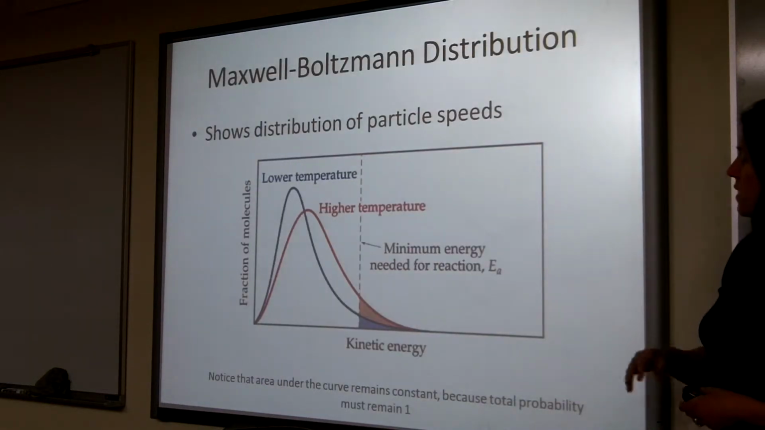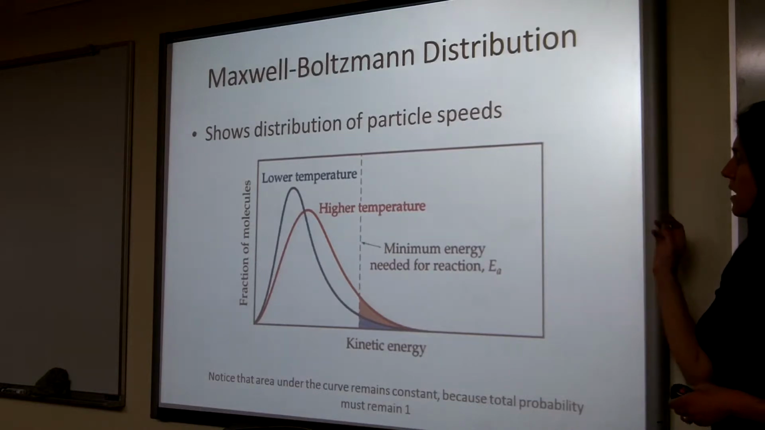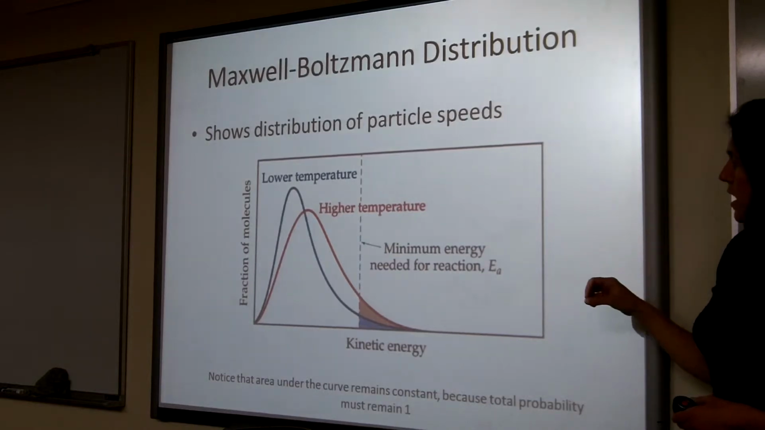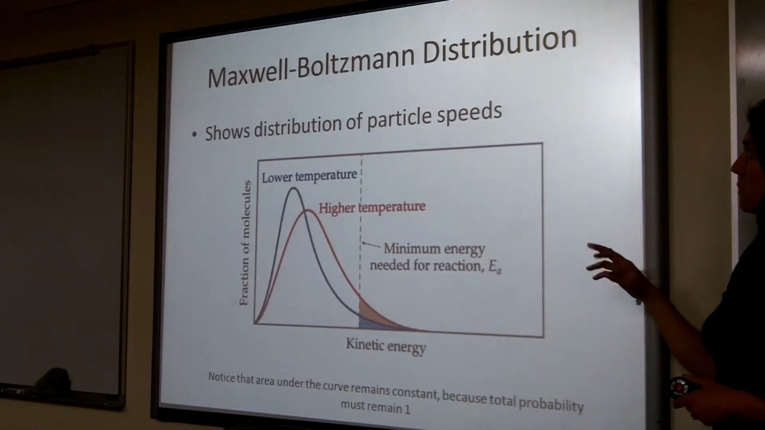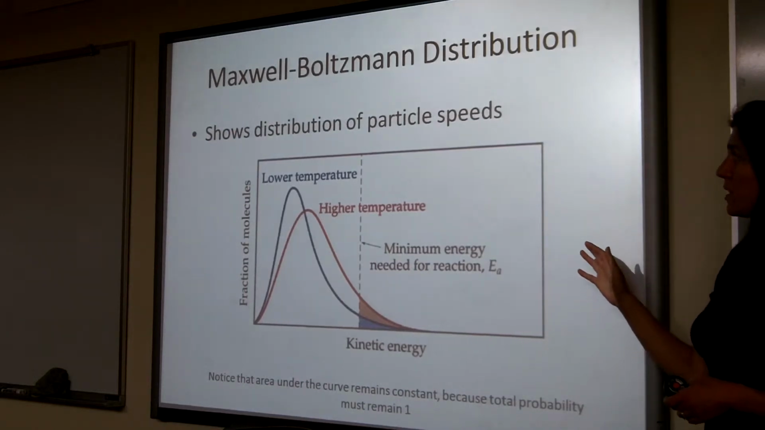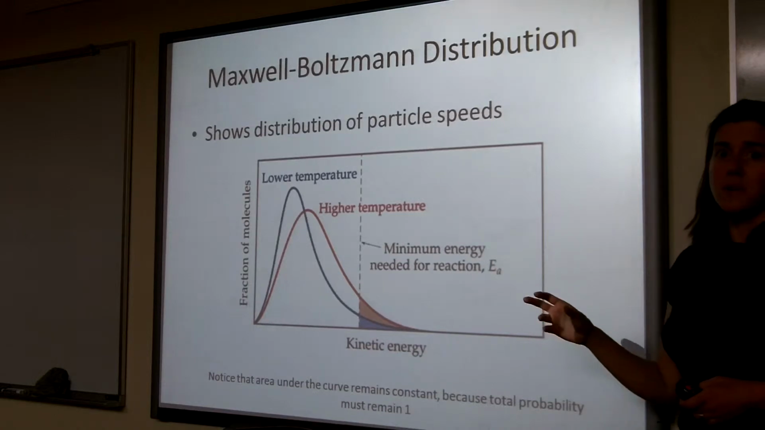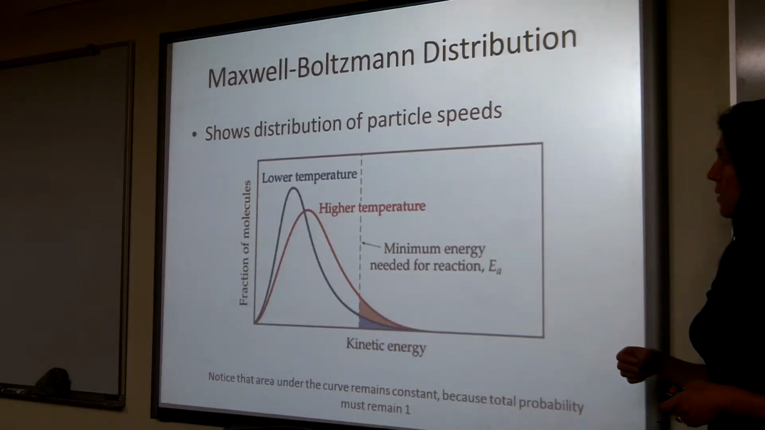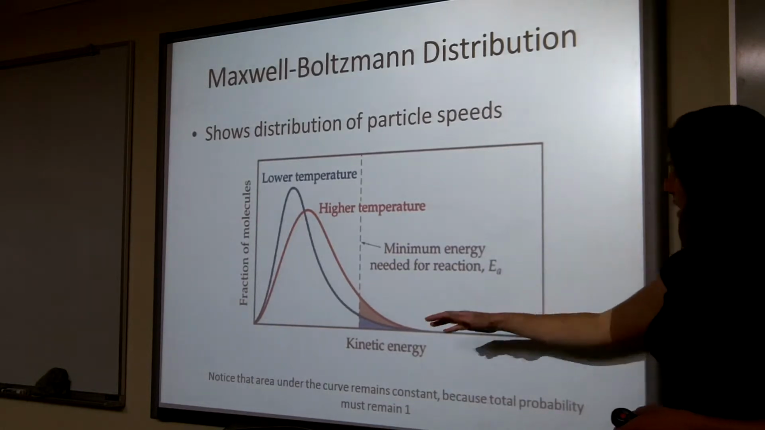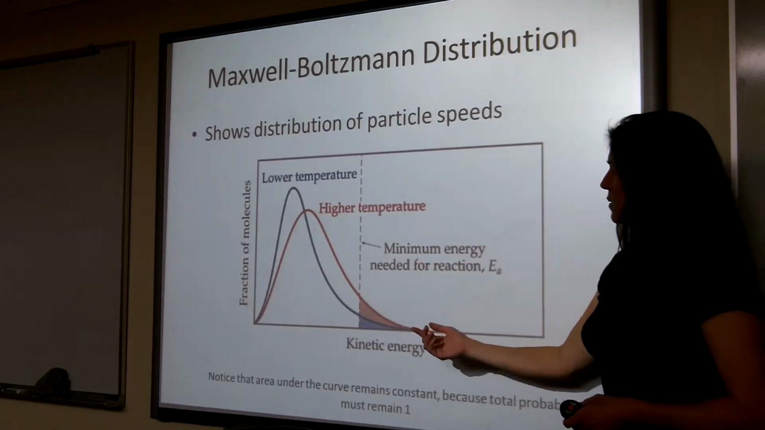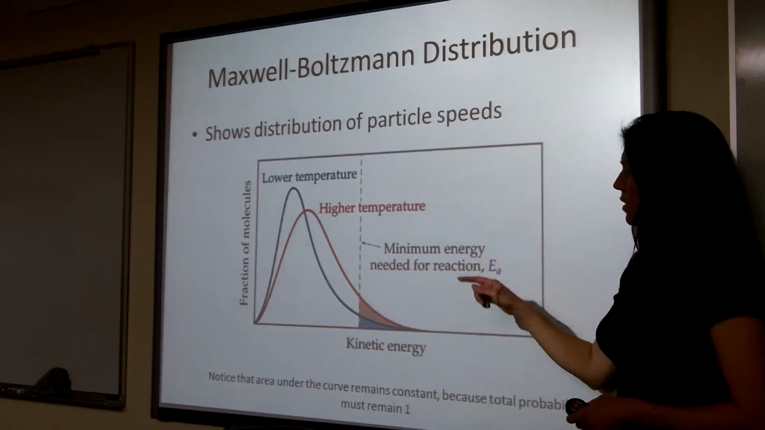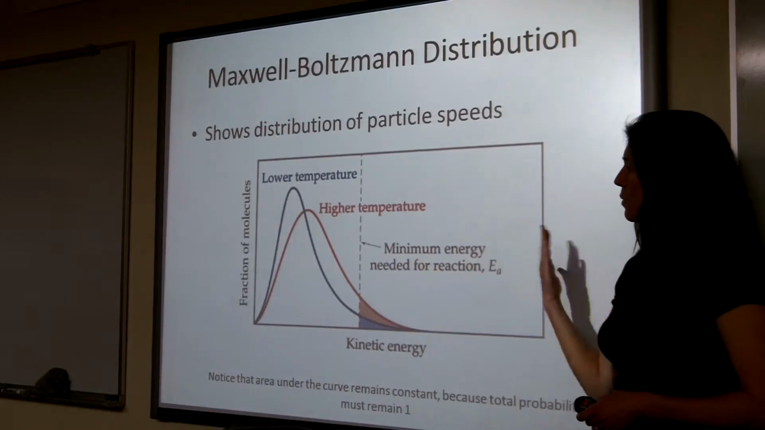Here's an example. You can see why increasing the temperature will help make a reaction go faster. So this is what we call the Maxwell-Boltzmann distribution, showing the particle speeds. And this is an important graph to be able to interpret. And you will see that the temperature is related to the average kinetic energy of your molecules. Our x-axis is kinetic energy. So as the temperature increases, you'll see how your curve shifts over to the right.